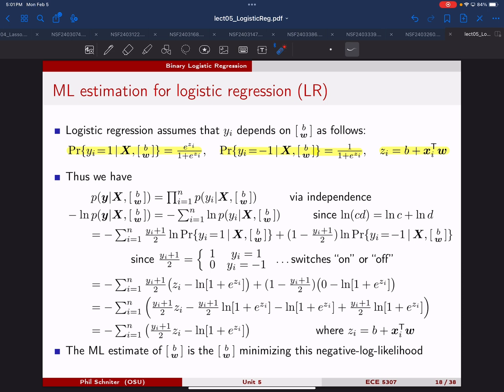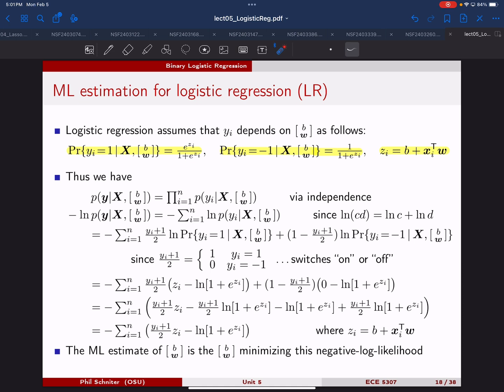Okay, so the first step we always take in maximum likelihood is we assume that all these yi's are independent of each other if we condition on the features and the parameters. So that allows us to write this joint probability as a product of individual probabilities, sometimes called marginal probabilities. So that's always the first step.